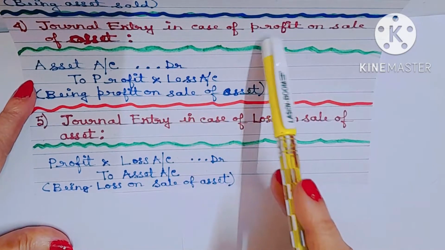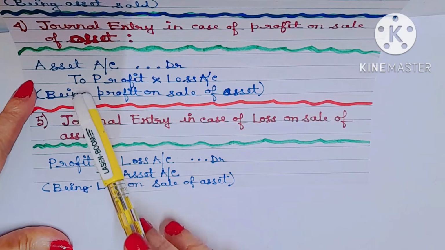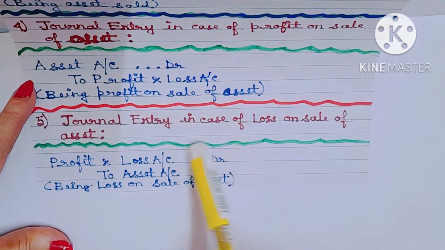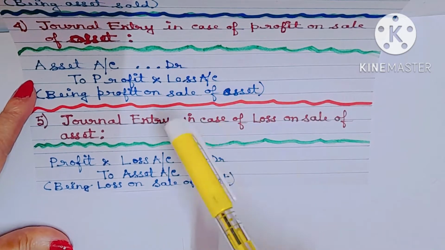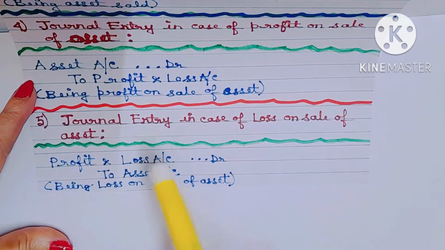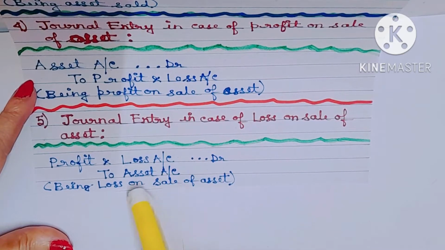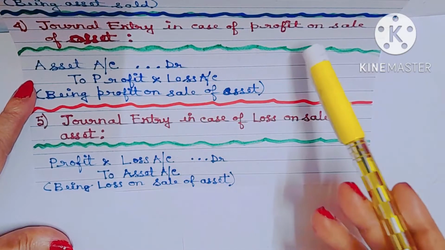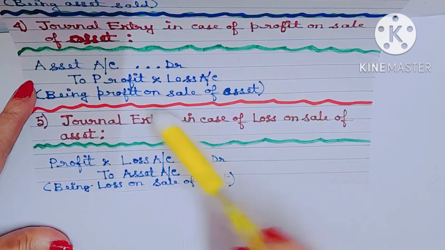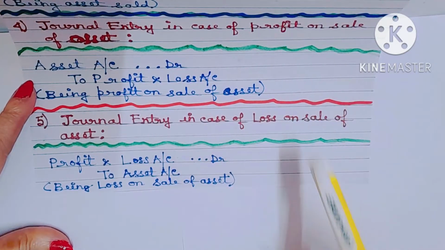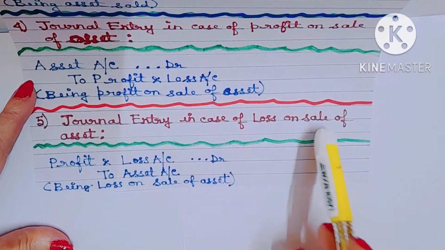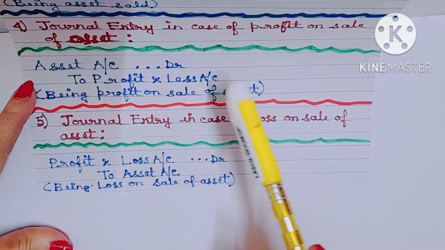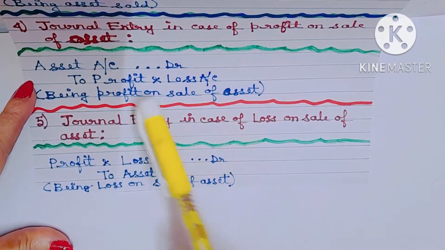In case of profit on sale of asset, the journal entry will be asset account debit to profit and loss account. In case of loss on sale of asset, the journal entry will be profit and loss account debit to asset account, being loss on sale of asset. See, when a businessman sells an asset and gets a profit, the asset account is debited. When a businessman sells the asset and incurs a loss, the asset is credited.